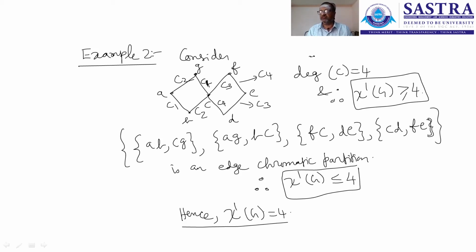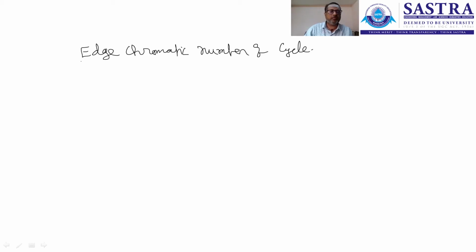So this is the first part. The second part would be, let me move to finding the edge chromatic number of two graphs. What are they? Cycle and complete graph. So now what we will do is we will calculate the edge chromatic number of a cycle. You know what is meant by a cycle.